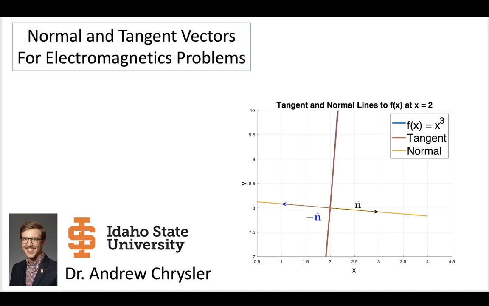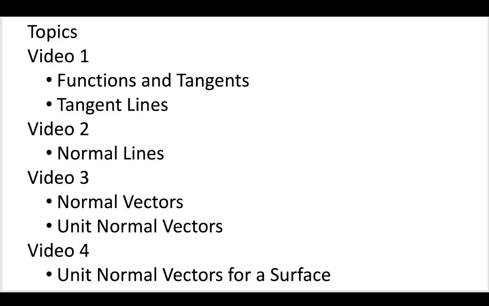This is the first in a series of videos where I'm going to be discussing finding normal vectors to a line as well as normal vectors to a surface. However, in this first video, what I'm going to be focusing on is finding a tangent line. So not quite a vector, but a line.